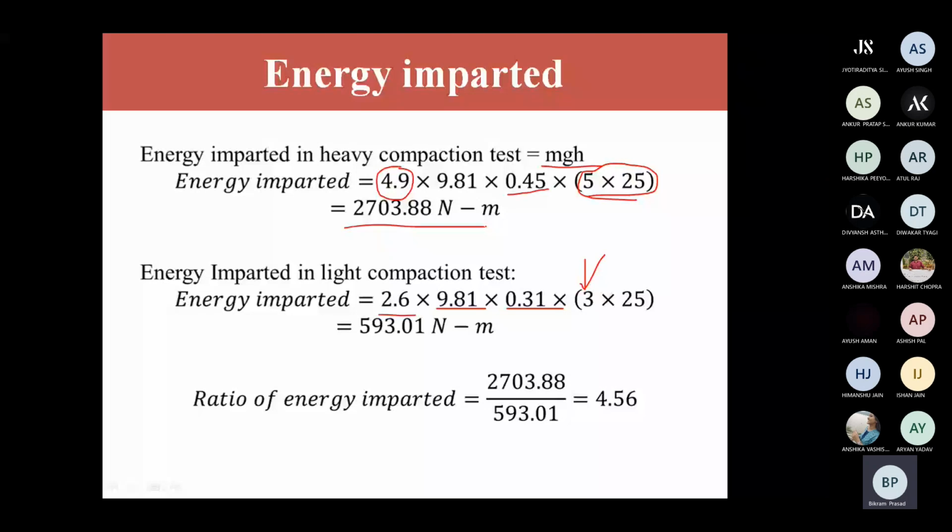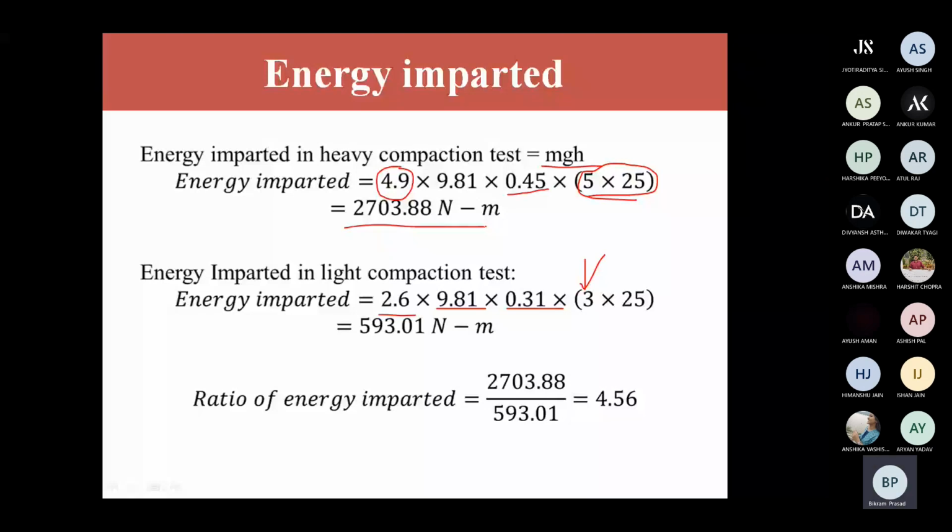This is also a very important question for viva purposes, practical purposes, exam point of view, and also for the competitive point of view. One by one, we will be getting the concept, and by remembering each and every part, we will be very confident for cracking any of the competitive exams. So the ratio of the energy imparted will be 4.56. Obviously the energy in the heavy compaction test is more, by 4.56 times.